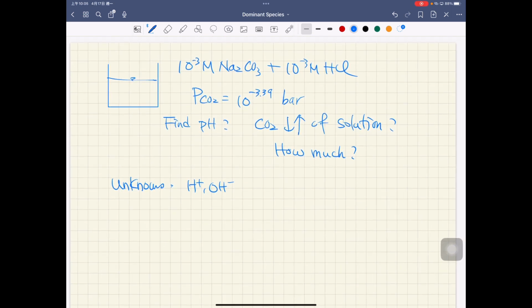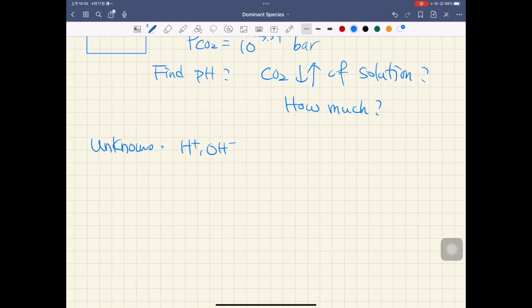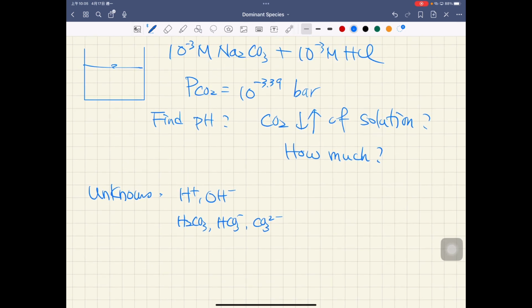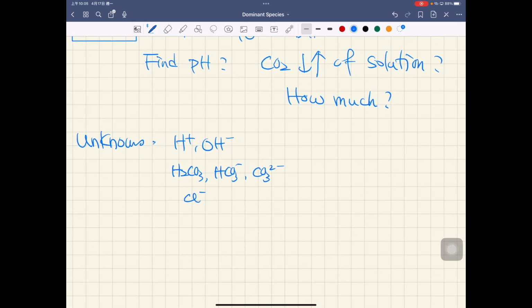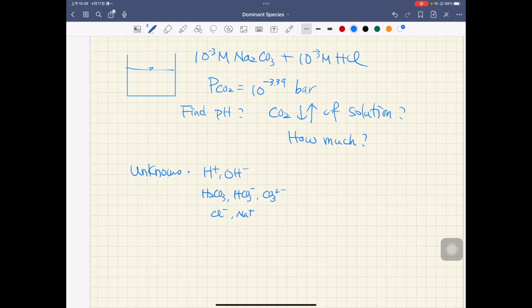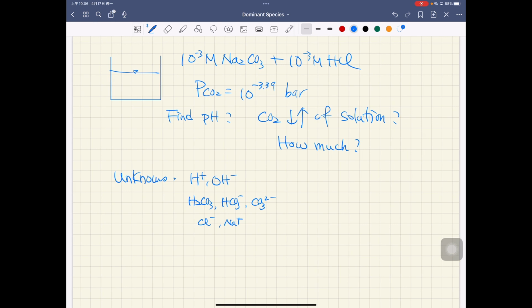And then you add CO3 in. You add sodium carbonate in. So there's an acid and base pair for carbonate and bicarbonate: H2CO3, HCO3 minus, and CO3 2 minus. After that, you have chloride and sodium, which are just the ions inside. So if you take a look, you have 1, 2, 3, 4, 5, 6, 7 unknowns, and then you need 7 equations to solve it.